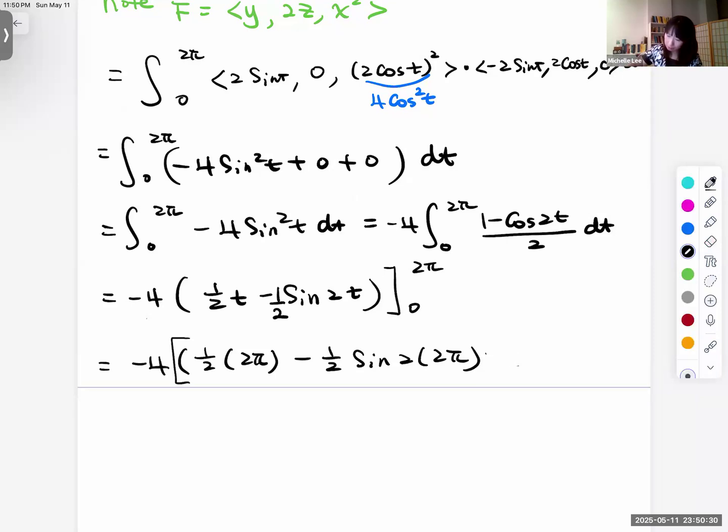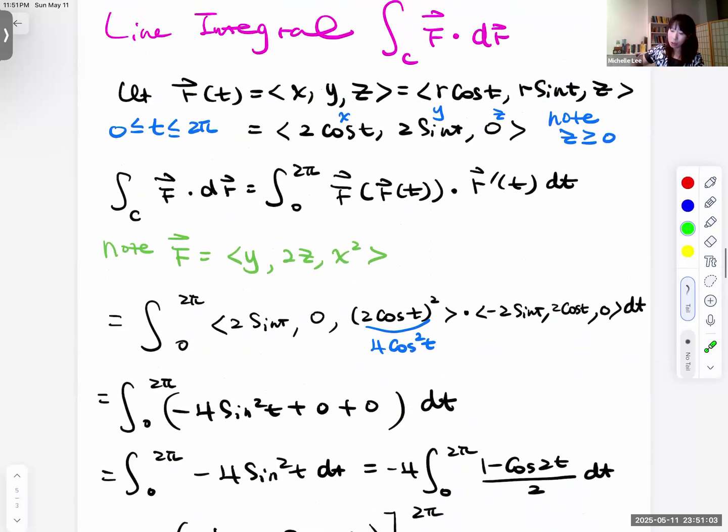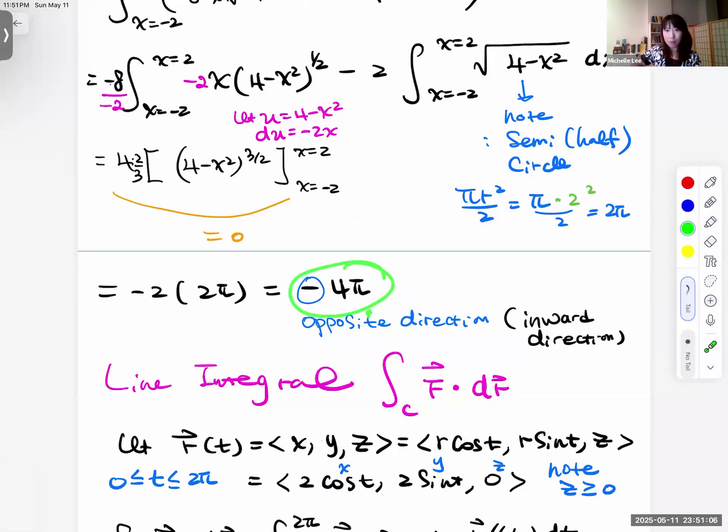All right. Then let's do this one. This one also is 0, right? Sine 4 pi. And then 2 with 2, we get negative 4 pi. Since the line integral is the same as what we had from Stokes theorem, we verify Stokes theorem. Yay. Okay, let's do the next one.